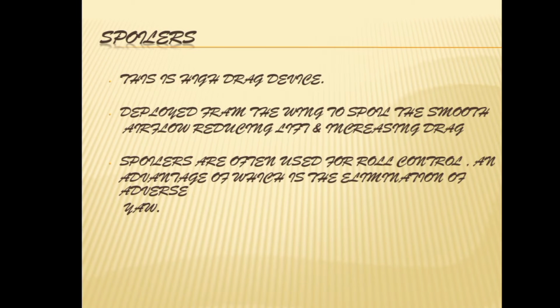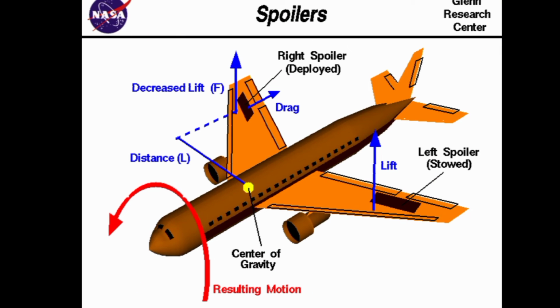Spoilers. This is a high drag device deployed from the wing to spoil the smooth airflow, reducing lift and increasing drag. Spoilers are also used for roll control, an advantage of which is the elimination of adverse yaw. Here we can see the spoiler direction in an aircraft. Right spoiler deployed on the right wing, it increases the drag, and the left spoiler stowed, it increases the lift.